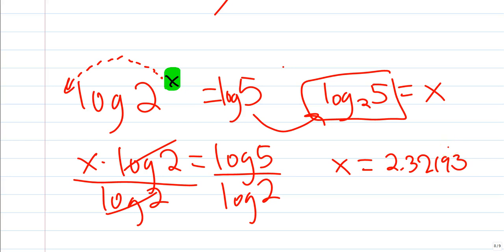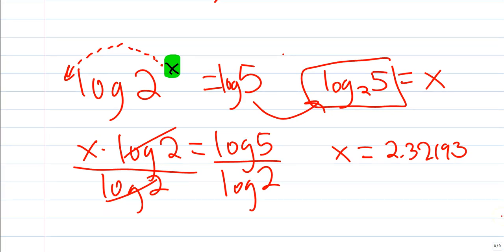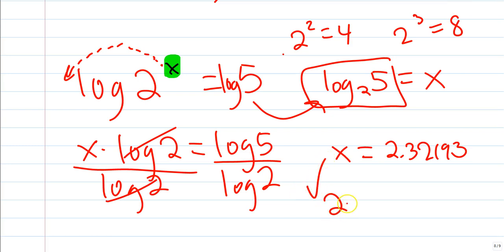Is it right? Remember the original question said 2 to some power makes 5. And we're like, that's craziness. But look, we know that 2 squared is 4. 2 to the third is 8. So doesn't it make sense that somewhere between that second exponent and that third exponent, if we go from 4 to 8, there must be 5. So we can actually check this answer and say, does 2 to the 2.32193 equal 5?